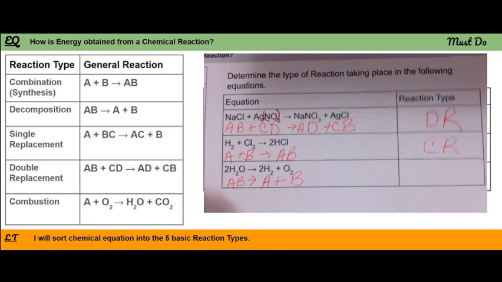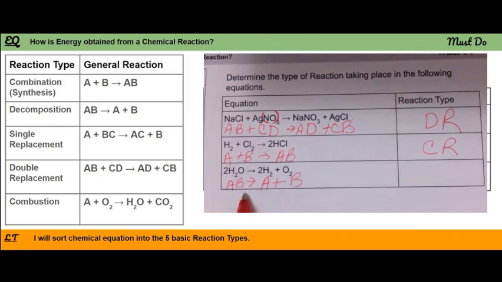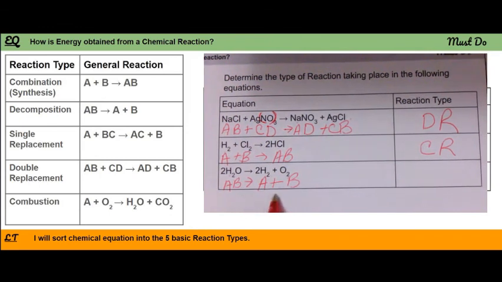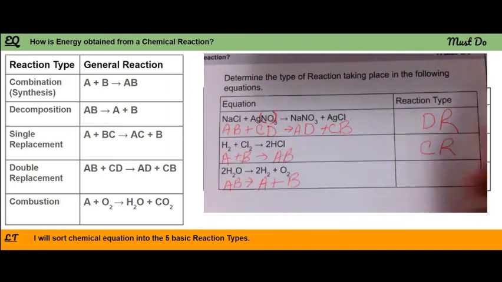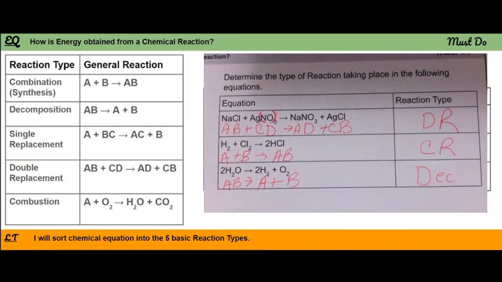If I go back over here, I find that this layout is the same as decomposition. So you should now be able to identify the reaction type based on the equation.